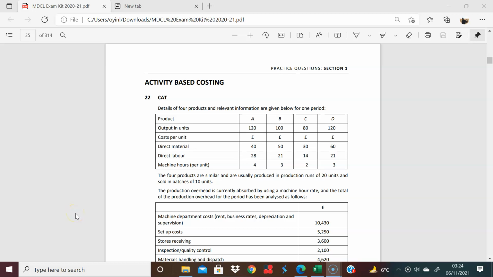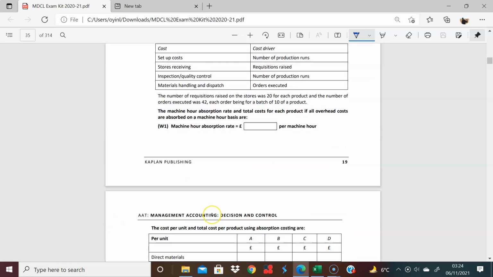Okay, CAT. This is an activity-based question. So what we are doing in the end is still probably comparing. We're probably going to be comparing traditional absorption costing with ABC.